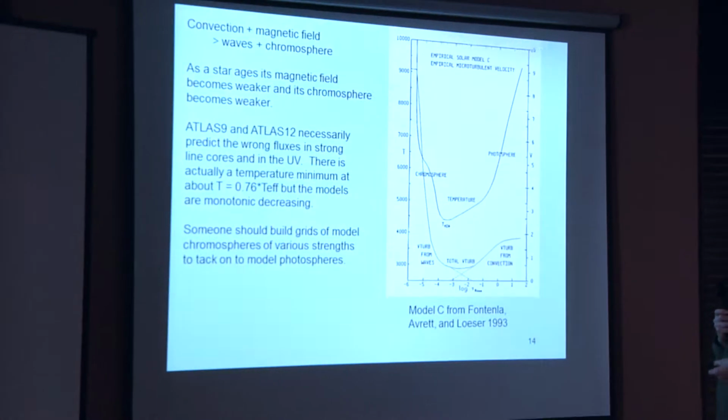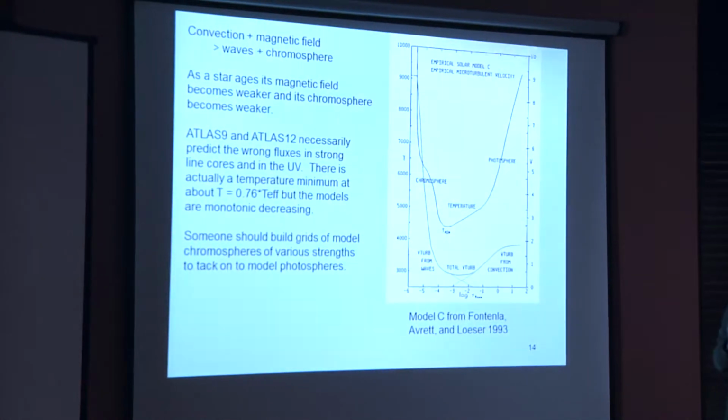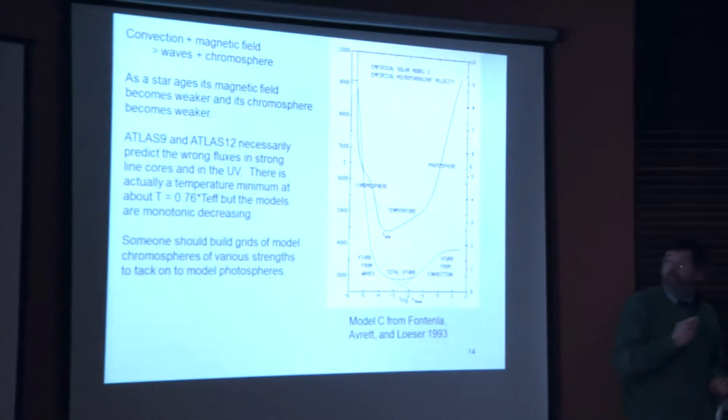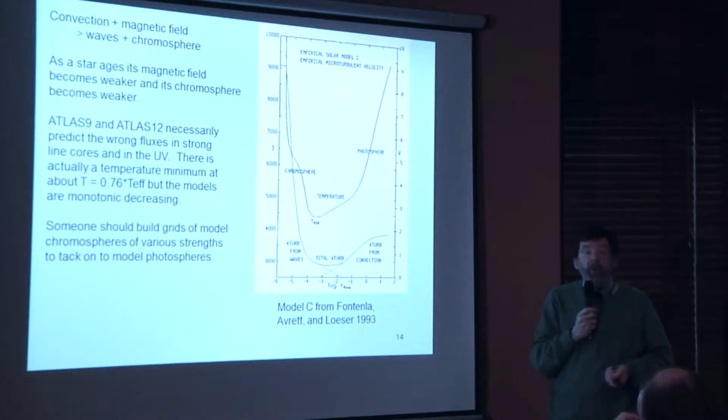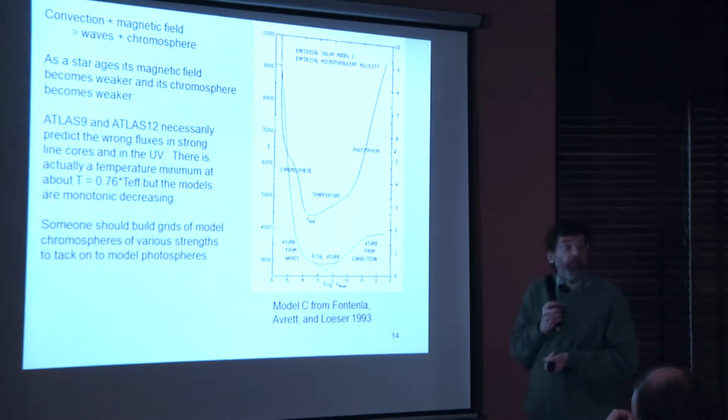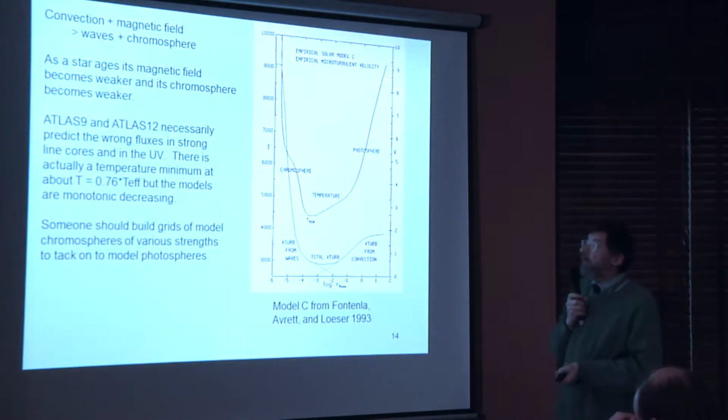Just one important thing is that the star is born with strong magnetic fields and a very active chromosphere. It's much brighter in the ultraviolet when it's young than as it ages and the field dies down.